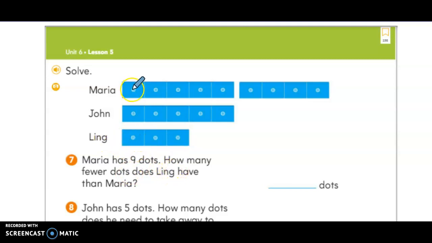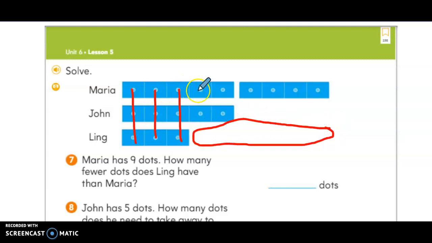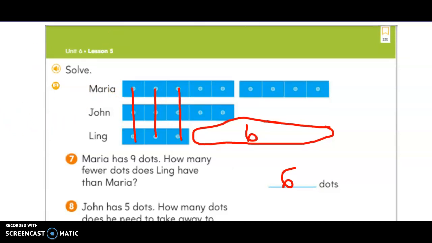So I'm going to draw lines to do same, same, same, different, big oval this time, big difference. And then we're going to count Maria's dots that don't match up with Ling's. 1, 2, 3, 4, 5, 6. That's the difference. It would go in the oval. 6 dots would be your answer. Okay, that was comparing Maria and Ling. Let's go to the next one.